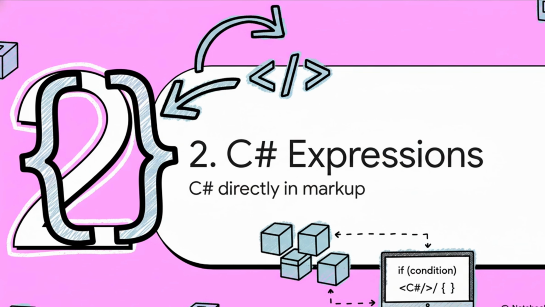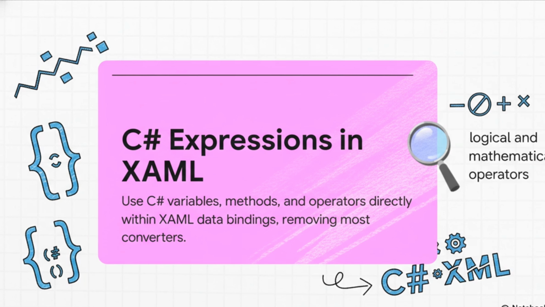And here it is, the solution. It's called C# expressions in XAML, and it is a complete game changer. It lets you write simple C# logic right there inside your data bindings. So what does that actually mean in practice? It means you can grab properties, call methods, use logical operators, do math, all right there inside the curly braces of your binding.